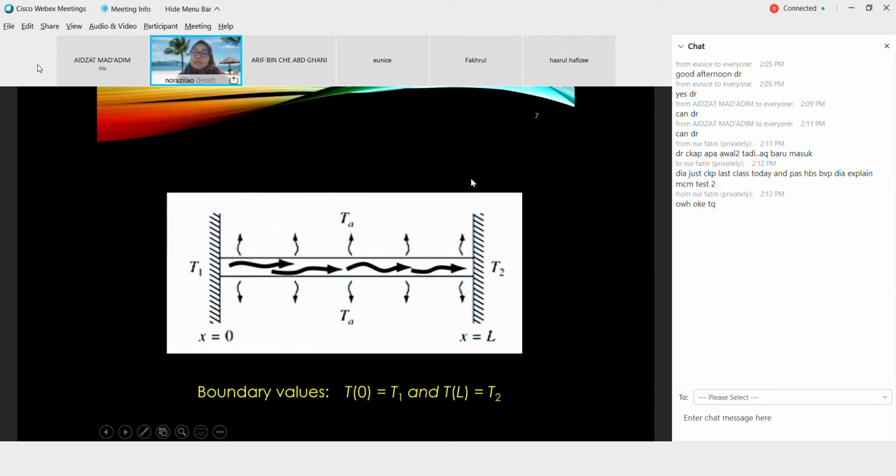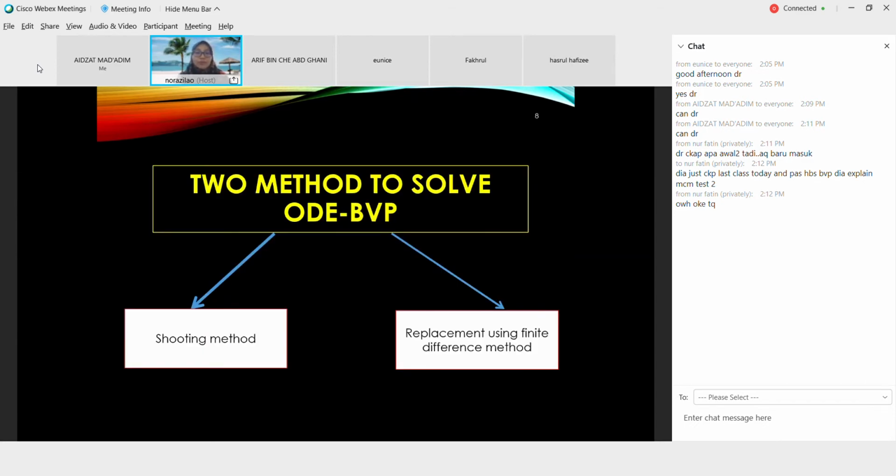This is an example for BVP. So we have heat transfer coefficient. We have heat transfer analysis at x equals 0 and at x equal to L. So we have temperature 1 and we have temperature 2. This is also an example of a boundary value problem.